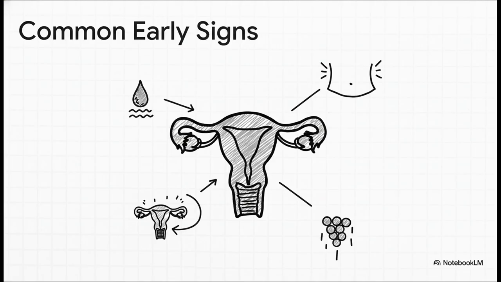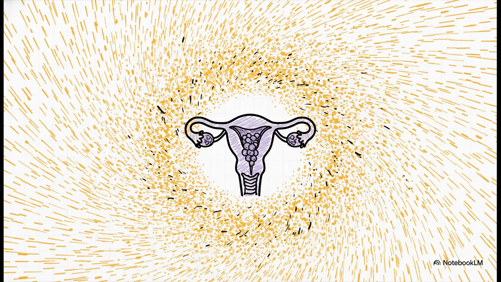But there are a couple of major clues that point specifically to a molar pregnancy. One is that the uterus is growing much, much faster than it should be for that stage of pregnancy. And another really distinct sign is the passing of these small grape-like vesicles. That's actually the abnormal placental tissue itself. Now, if it goes on for a while without being diagnosed, some other pretty intense symptoms can show up.